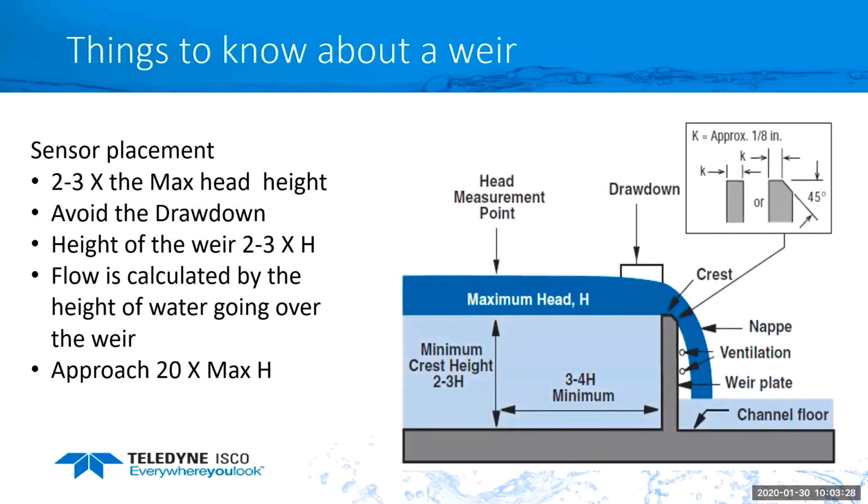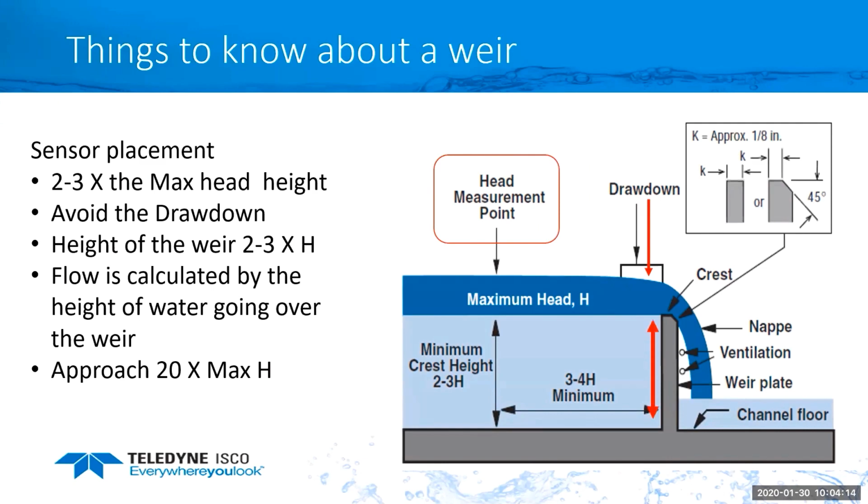As far as the sensor placement, one of the bigger questions I get is where I should read the level. Where you measure the level from is the head measurement point, which is 2 to 3 times the maximum head height of water going over the top of the weir. That's going to be determined by your expected flow rate through that channel. Why that's important is that if you have the sensor too close to the weir wall, there's a drawdown effect. As you can see with this drawing, it draws down and the level could be a little bit lower closer to the weir wall, which would then give you a calculated lower flow rate.